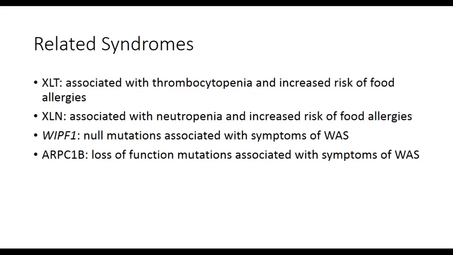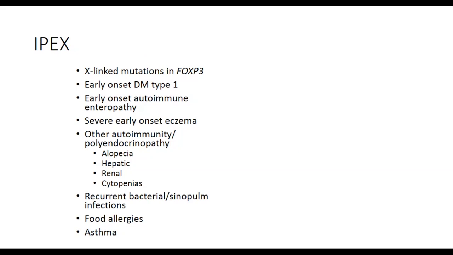To touch on IPEX, as Dr. Milner had nicely introduced for us already, the symptoms that we tend to see are early onset type 1 diabetes and early onset autoimmune enteropathy. This isn't very early onset inflammatory bowel disease, but more a watery secretory diarrhea that doesn't allow these kids to gain weight. They look very sadly like children from famine regions, where they just pour out nutrients from their gut. These patients have severe early onset eczema and other symptoms of autoimmune disease, so baldness, autoimmune liver disease, renal disease, low cell counts, and recurrent bacterial infections, often of the ears, sinuses, and lungs. But they also have allergic symptoms, food allergies, and asthma.